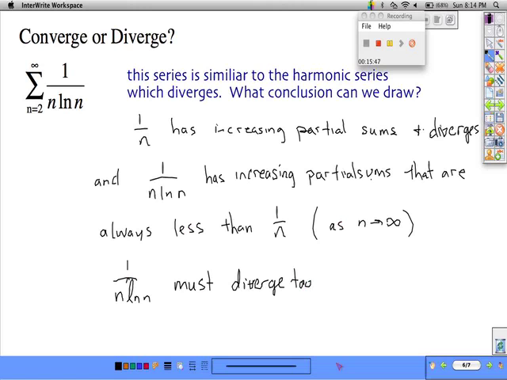And we're going to do a lot more work with some comparisons later on in these sections.